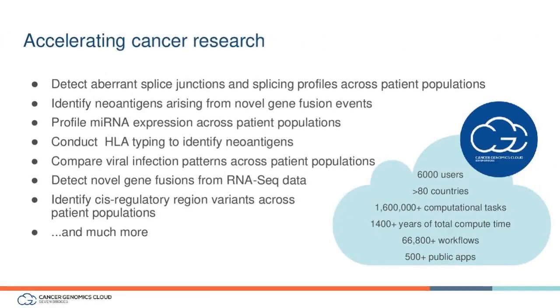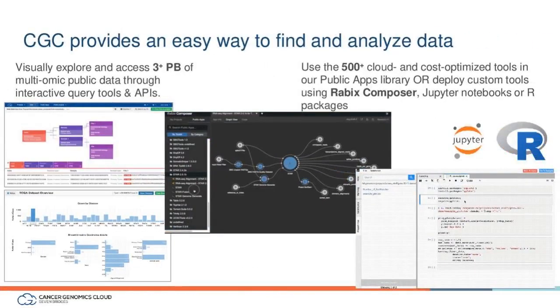But what we've seen is an acceleration in cancer research. So users are logging on and they're doing HLA typing and microRNA expression analysis. They're looking at viral infection across patient populations and doing a lot of RNA-seq analysis as well. And this is because the CGC provides an easy way to not only find, but also analyze your data. And we'll go through a demo of this today.